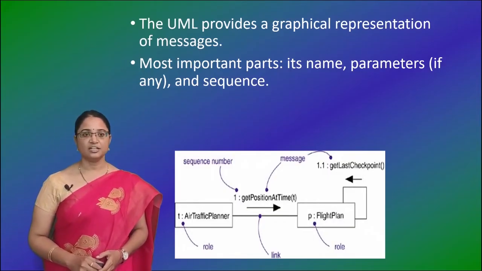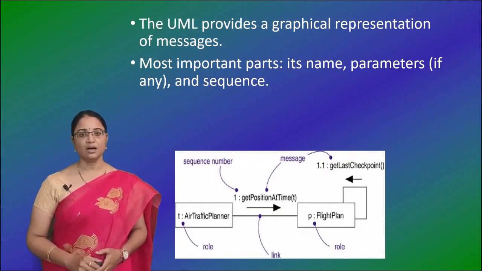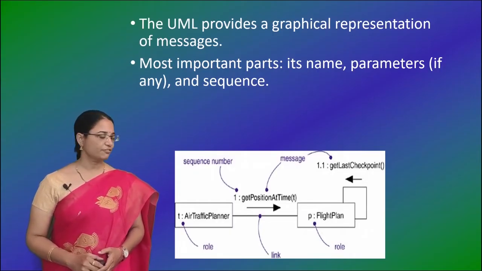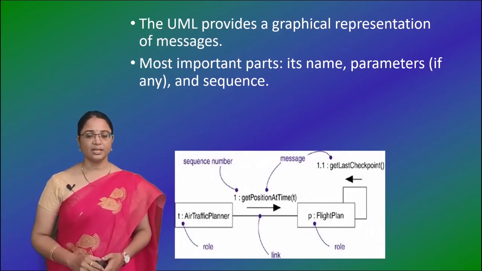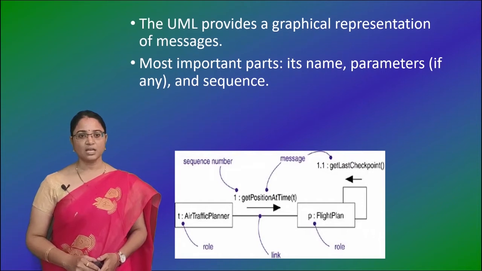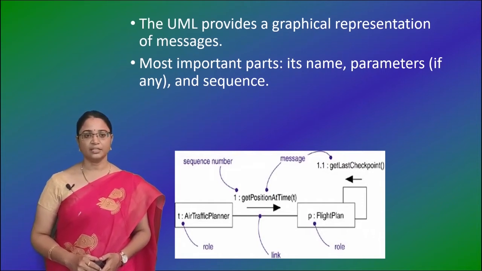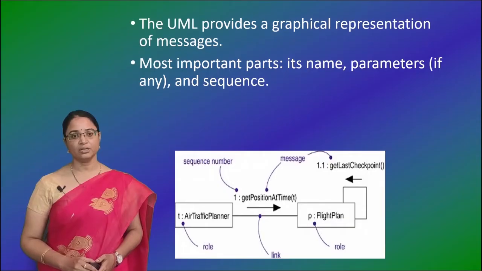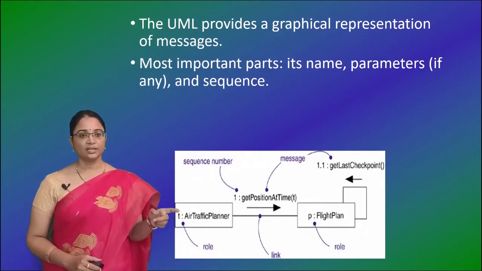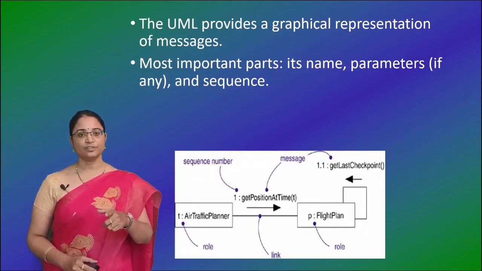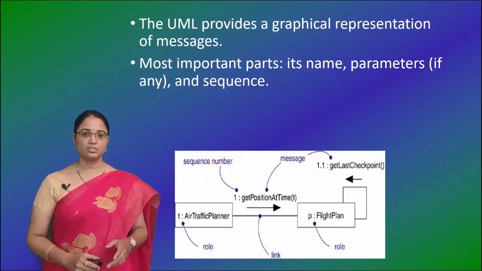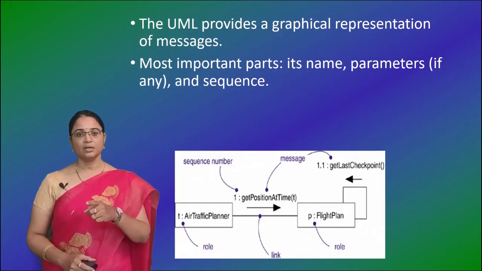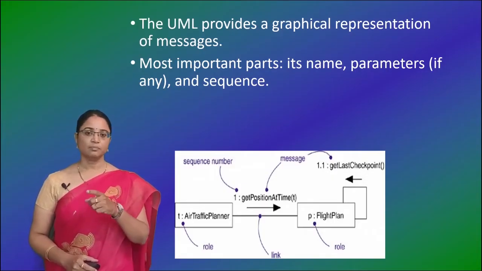Graphically, a message is rendered as a directed line and almost always includes the name of its operations. If you see the figure here, it consists of two objects, a traffic planner and flight plan. In this, it is having two instances, T and P. T for the air traffic planner and P for the flight plan. So here, the air traffic planner gets the position of the flight by using get position at time T. So based on this, the air traffic planner will get the position of the plane by some communication.